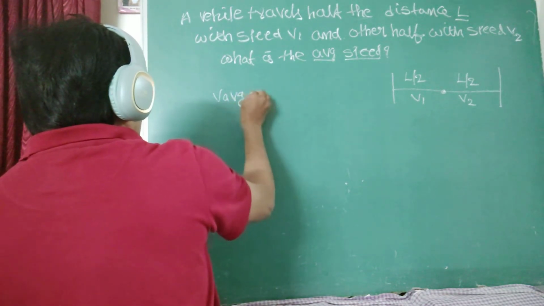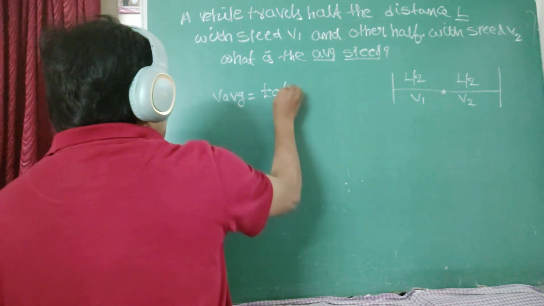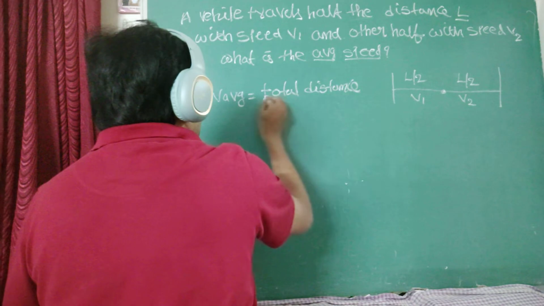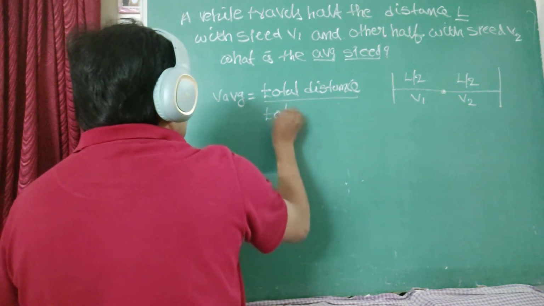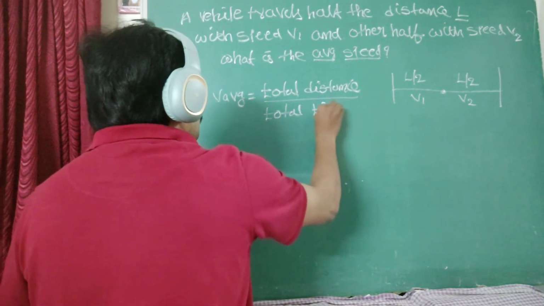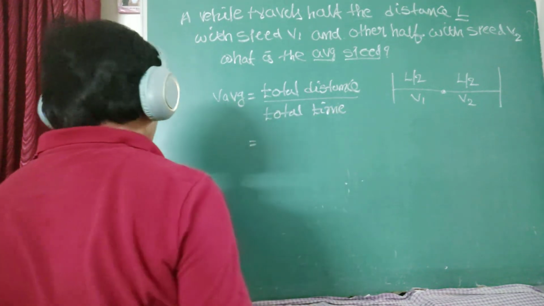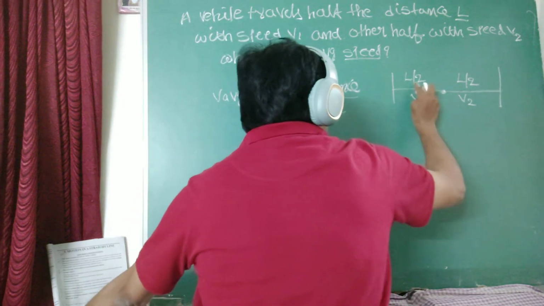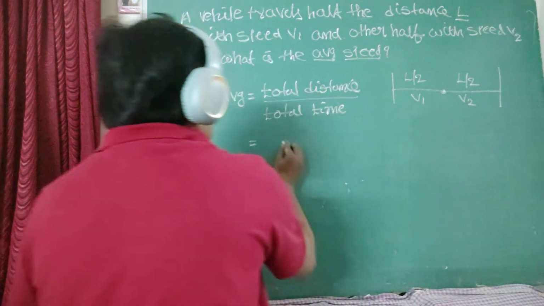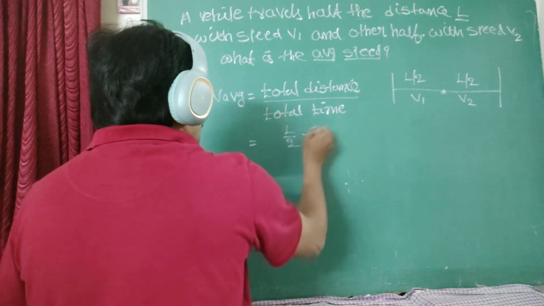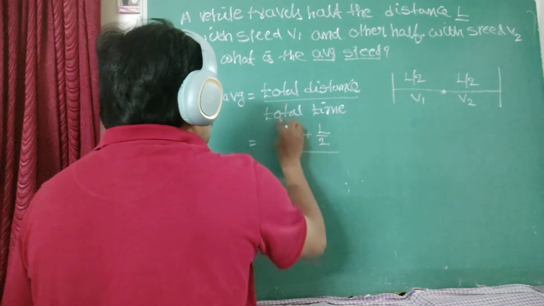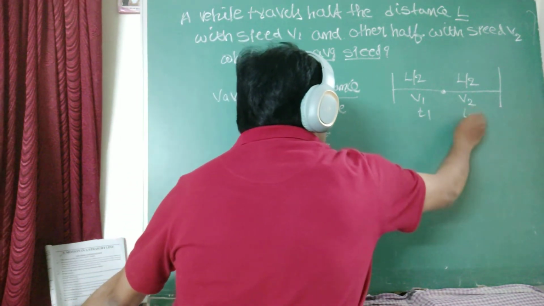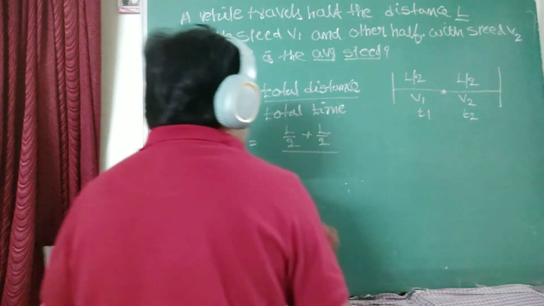Average speed equals total distance divided by total time taken. The total distance is clear from this point to this point. The first part is L by 2, the second part is also L by 2. For the total time, the first part and second part correspondingly take T1 and T2. Then the total time is T.